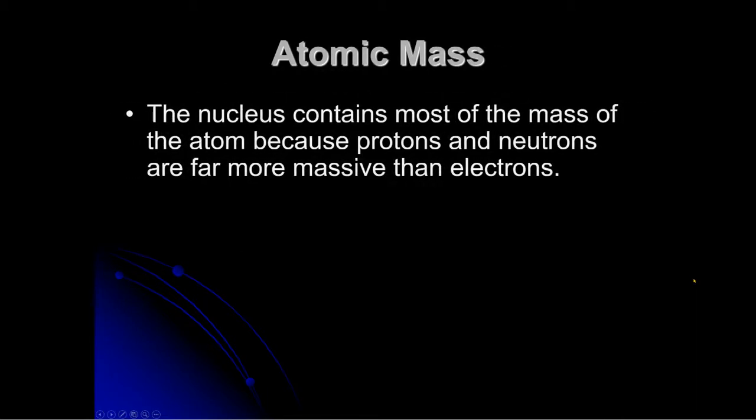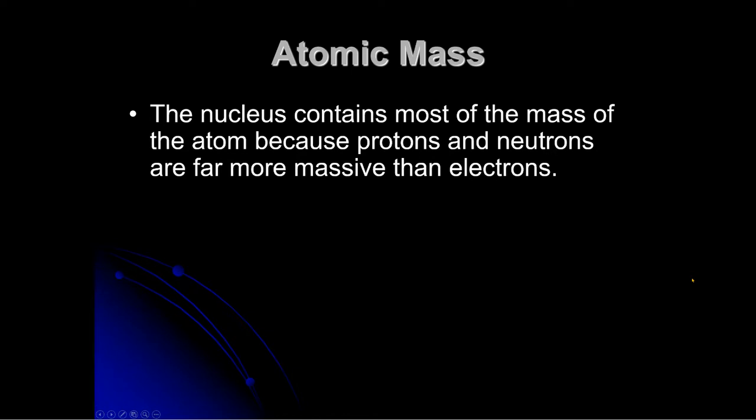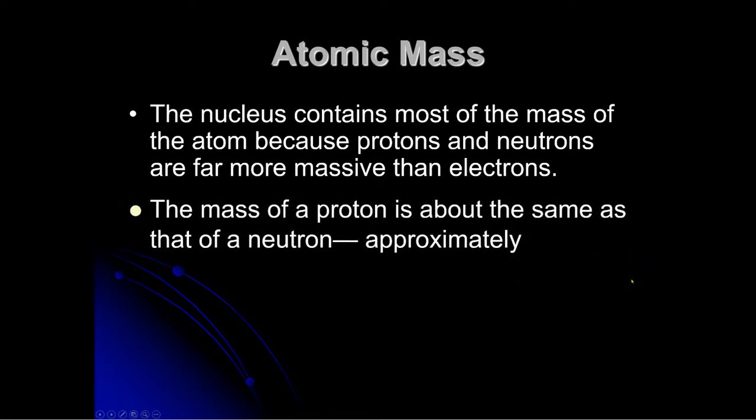Atomic mass. The nucleus contains most of the mass of the atom because protons and neutrons are far more massive than electrons. Remember, my protons and my neutrons are in that nucleus, and orbiting the nucleus are the electrons. Protons and neutrons are way more massive than an electron, so most of the mass is in that nucleus.